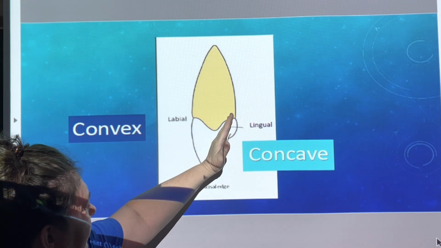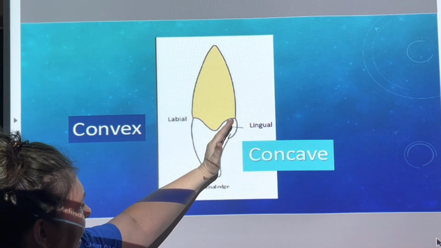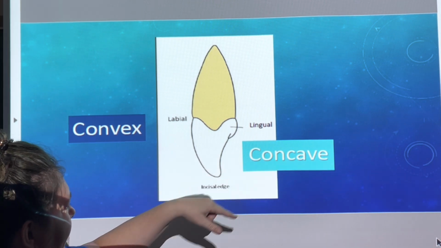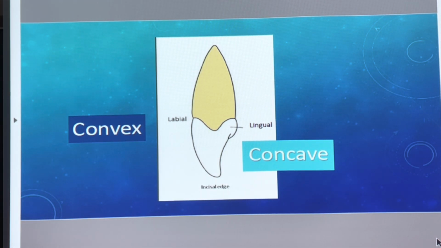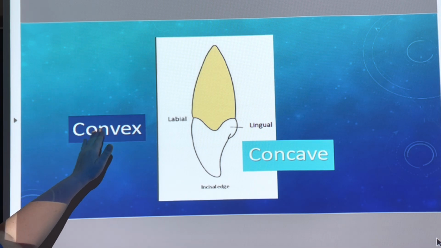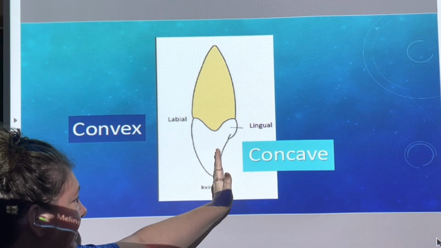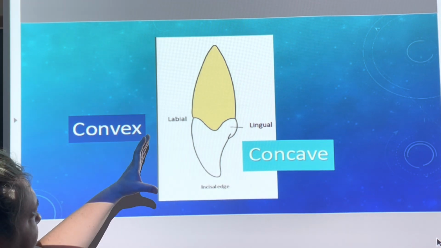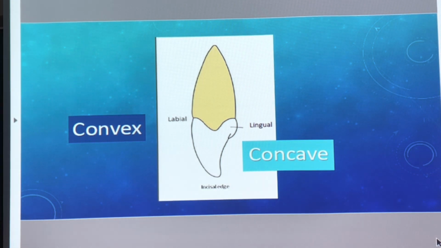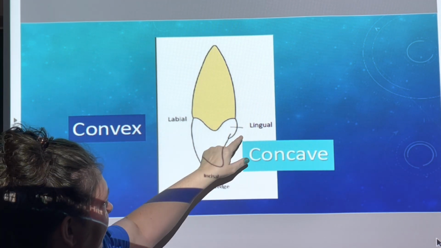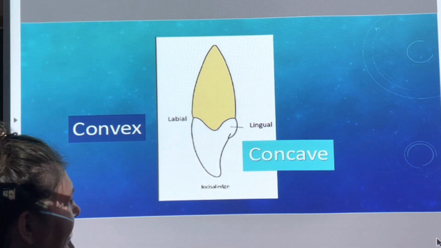Concave means, think of it like a cave. It's caved in. You know how we get these words: the prefix, the root word, the suffix. Convex, it's outward. Concave, it's caved in. So when you're looking at a tooth and the doctor says we're going to look at the concave side, that's what they're talking about, that lingual side that caves in.